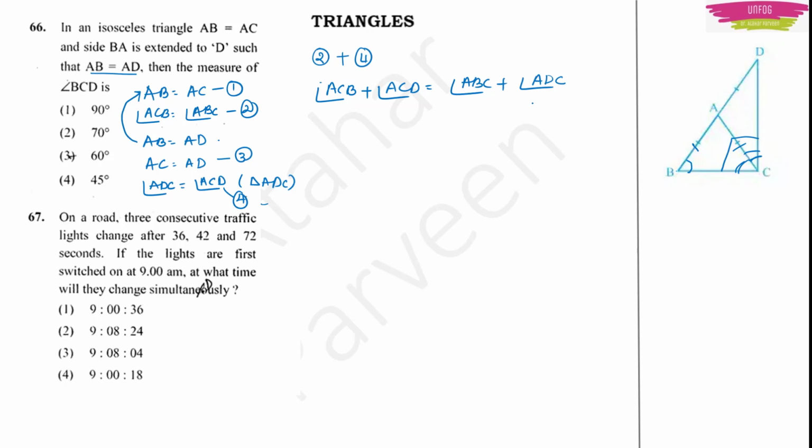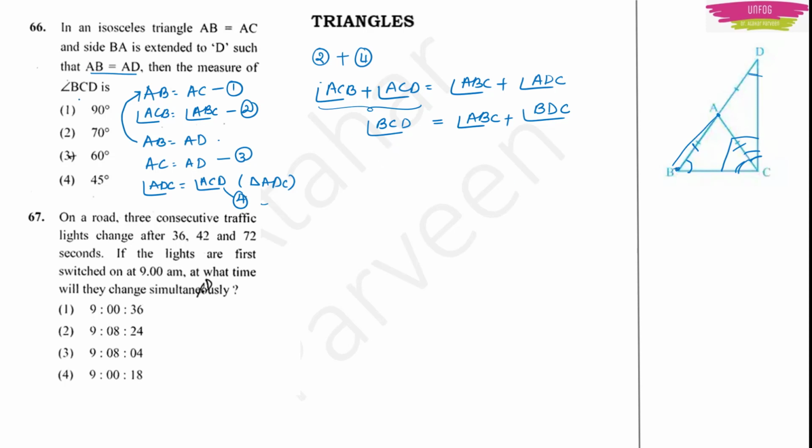Now if I add these equations 2 and 4, I get angle ACB plus ACD is equal to angle ABC plus ADC. Now this ACB plus ACD will be equal to angle BCD, the bigger angle. This will be equal to angle ABC, I will write as it is. But again I can write angle ADC as BDC, right? Both are the same angles only. Only thing is, instead of writing A, I will take B here.